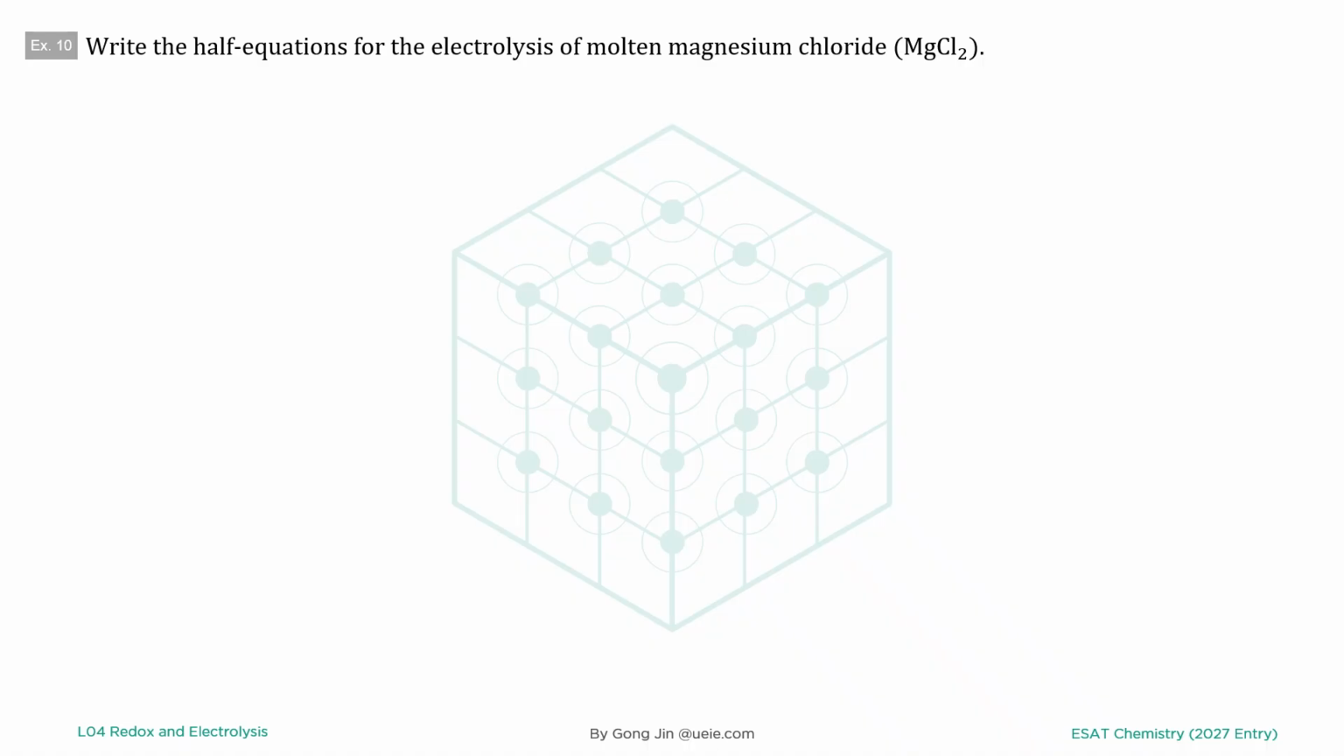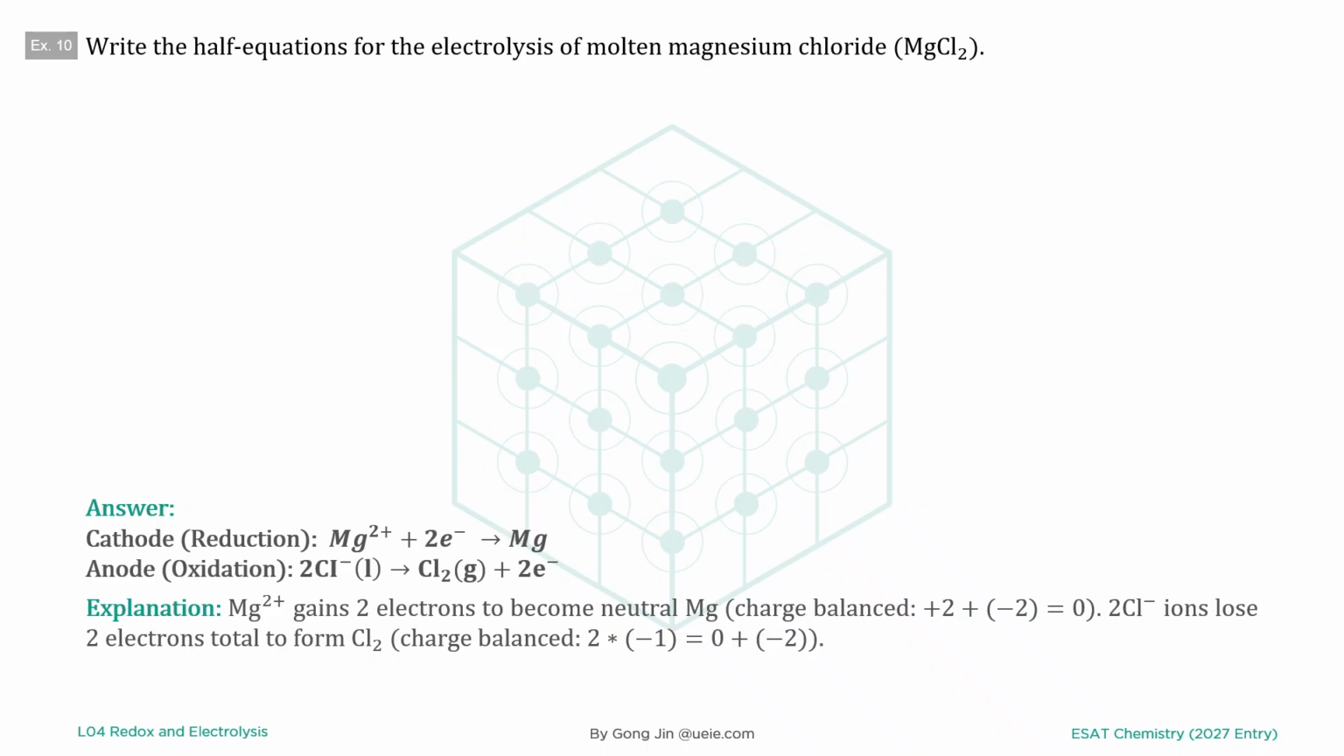Let's write the half equations for electrolyzing molten magnesium chloride. At the cathode, magnesium ions gain 2 electrons to become magnesium metal. The half equation is 1 magnesium ion plus 2 electrons, producing 1 magnesium atom. That's reduction.